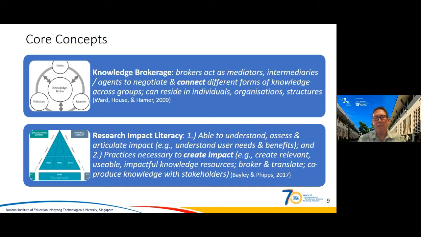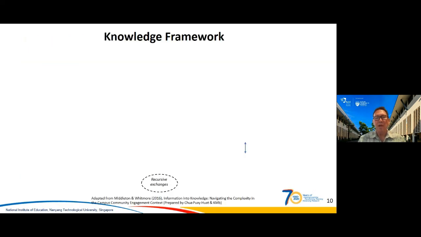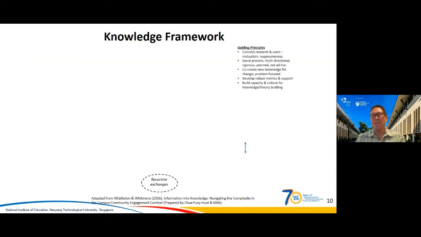And the other aspect of impact literacy is the practices necessary to create impact. So it's really thinking more about how do we create relevant, usable, impactful knowledge resources? How might we broker and translate knowledge? And how might we co-produce knowledge with stakeholders? So this is the knowledge framework, and I'm going to take you through it.